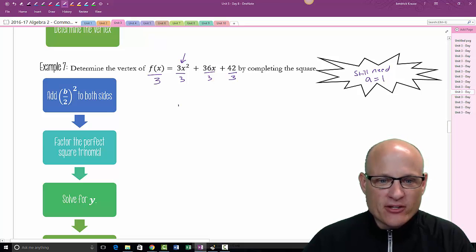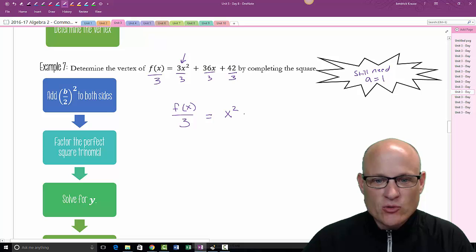All right, so what we have here is, now it's going to get a little funky. f of x divided by 3 is equal to x squared plus 12x plus 14. That's the first step. So now we're going to follow these steps.